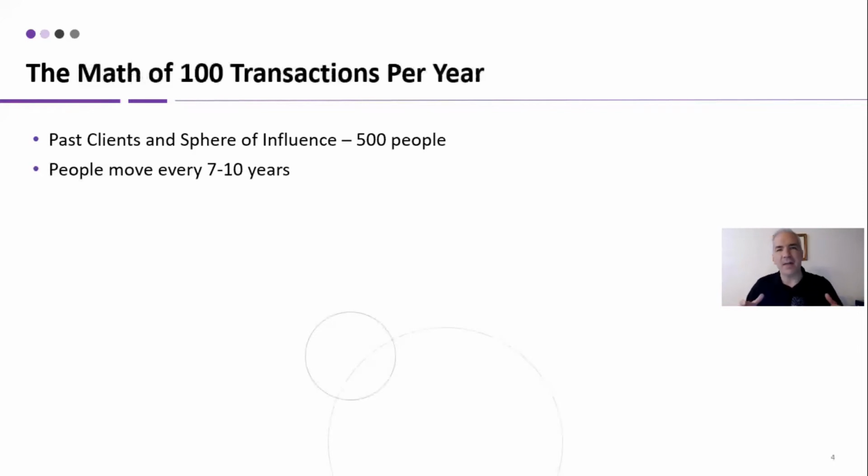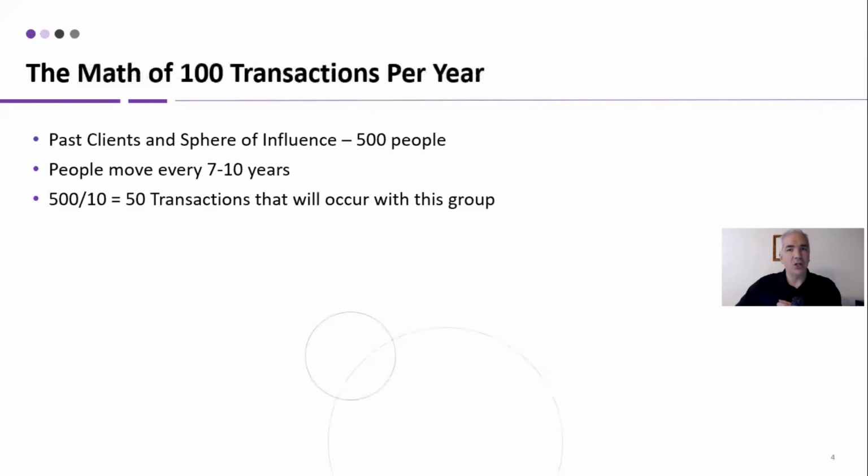Well, the simple math is that in the industry, the average is people move every 7 to 10 years. So just to take a little bit of a conservative look at this, let's use 10 as the figure. People move every 10 years. So if that's the case, the math of that means that 1/10 of your database is going to be moving this year. So in that case, 500 people, we take 1/10 of that. That means inside this group of 500 people, 50 of them, 50 transactions are going to occur within this group in the next 12 months.